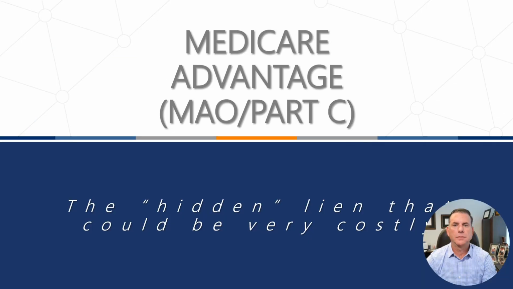Now that we've finished talking about Medicare conditional payments, it's time to turn our attention to Medicare Advantage, MAO, Part C, plan liens. I call these the hidden lien, and I'll explain why, but they're very dangerous because the private contractors that are going after repayment of these debts are very aggressive with their litigation and using the Medicare Secondary Payer Act to claim double the lien amount.